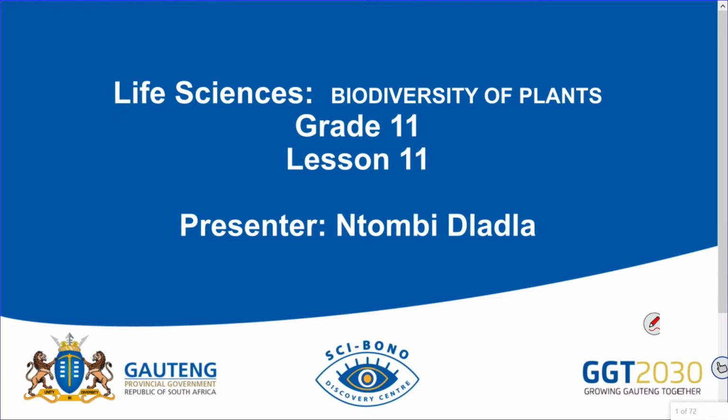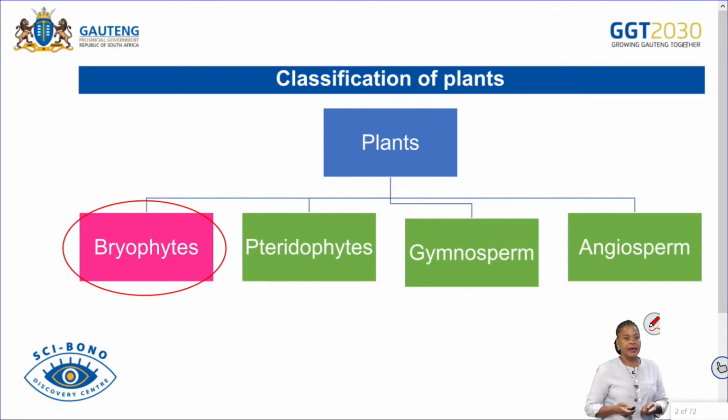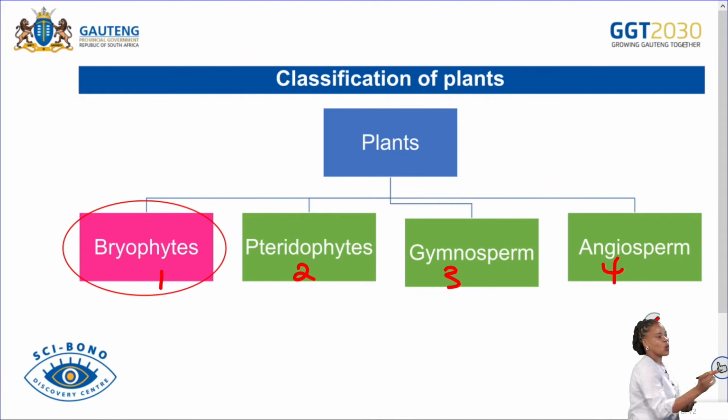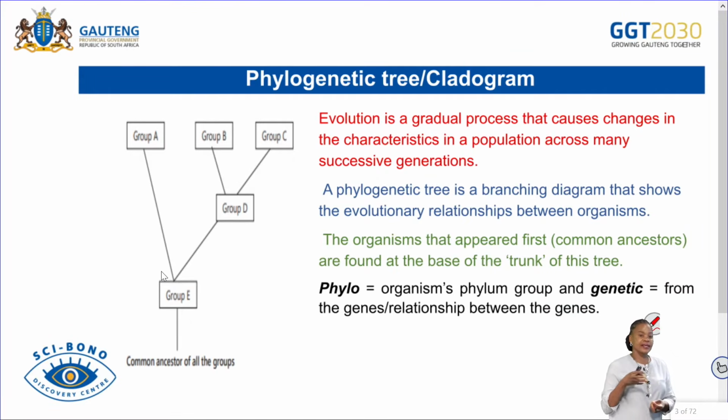Hi, grade 11s. Today's topic is biodiversity of plants. Now, let's check. Plants are classified or divided into four main groups. The first one being the Bryophytes, the second one, the Pteridophytes, the third one, the Gymnosperms, and the last one, which are the Angiosperms.